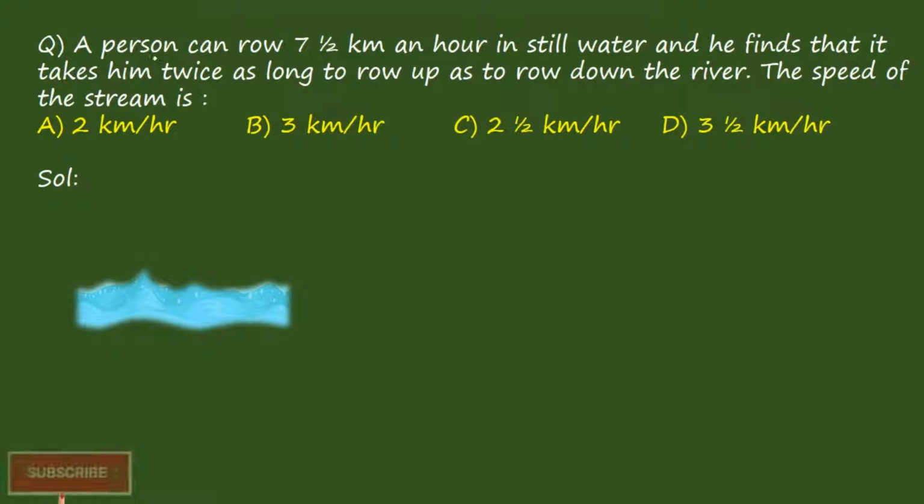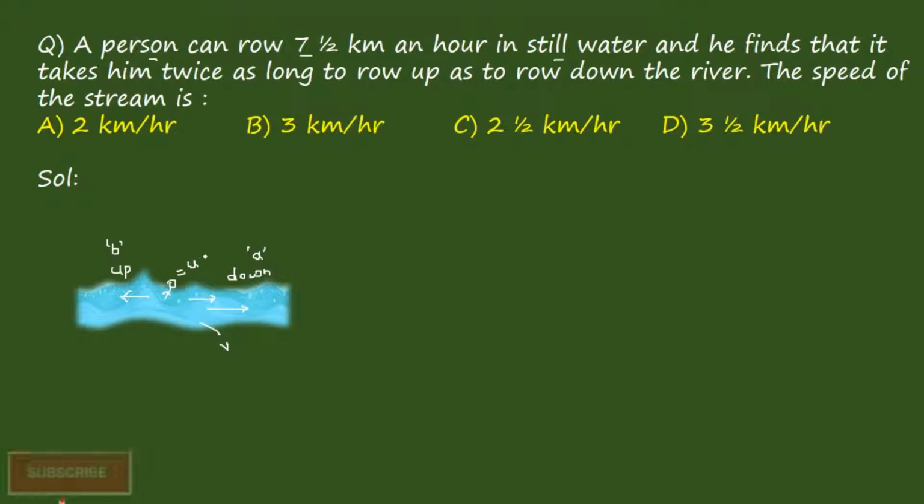They are saying that a person can row 7 1/2 kilometers per hour in still water. If we consider here the stream water, and the person is rowing on it, if the direction of the person is the same as the direction of the stream, then it is called a downstream. If the direction of the person is opposite to the direction of the stream, then it is called an upstream. Consider the speed of the downstream as A and the speed of the upstream as B, the speed of the person as u, and the speed of the stream as v.